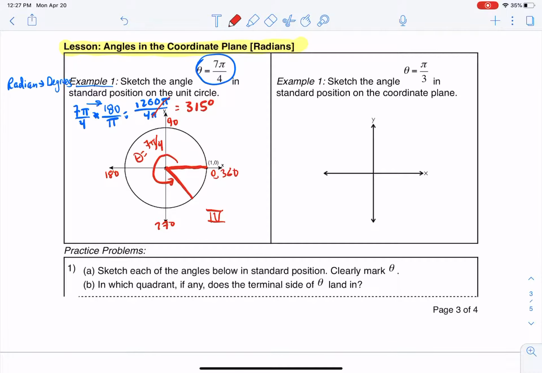All right, let's look at the second example. Sketch the angle theta equals pi over 3 in standard position on the coordinate plane. Same as before, we are converting from radians to degrees. So I'm going to take that pi over 3, and I'm going to multiply that by 180 over pi.